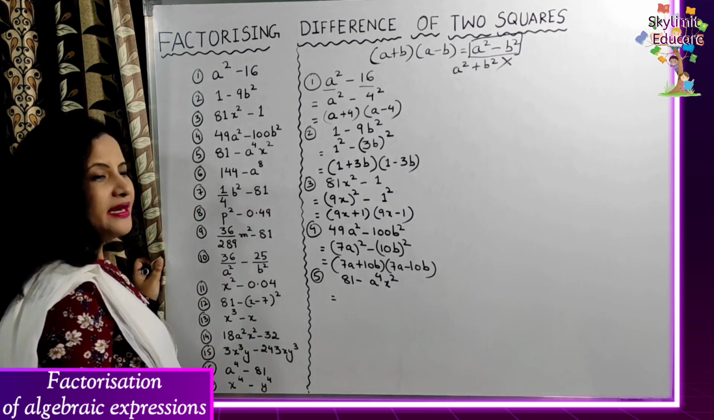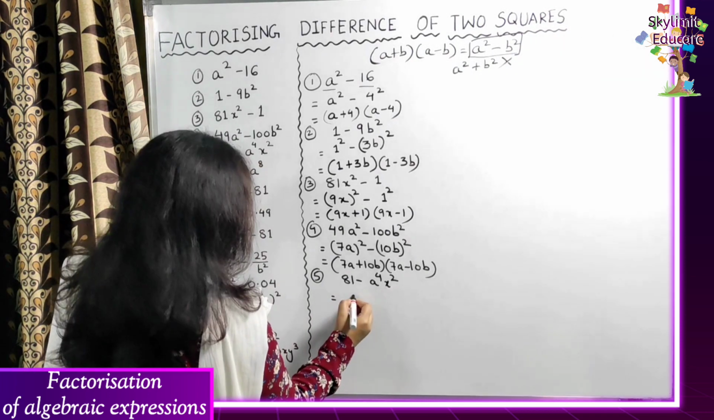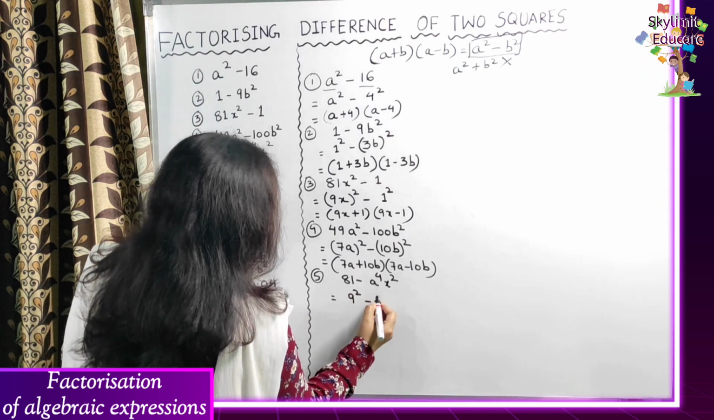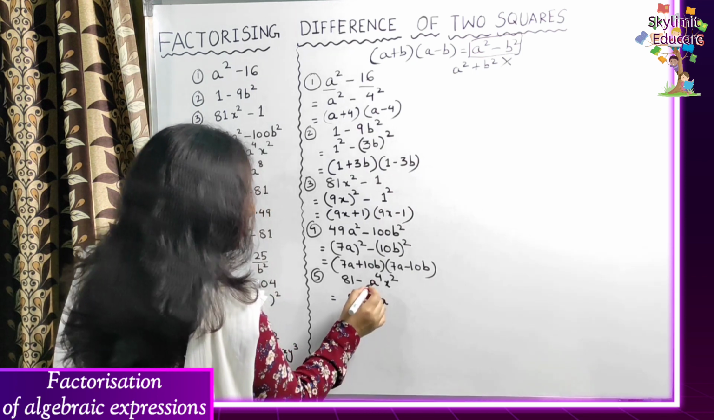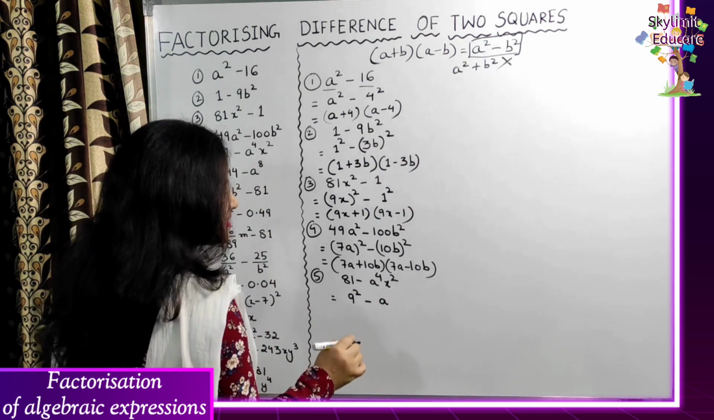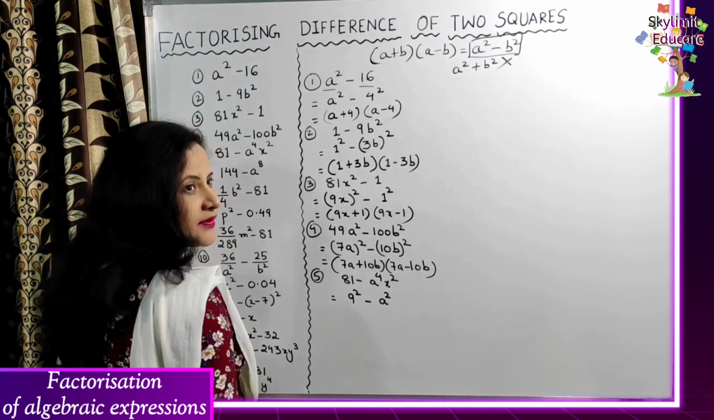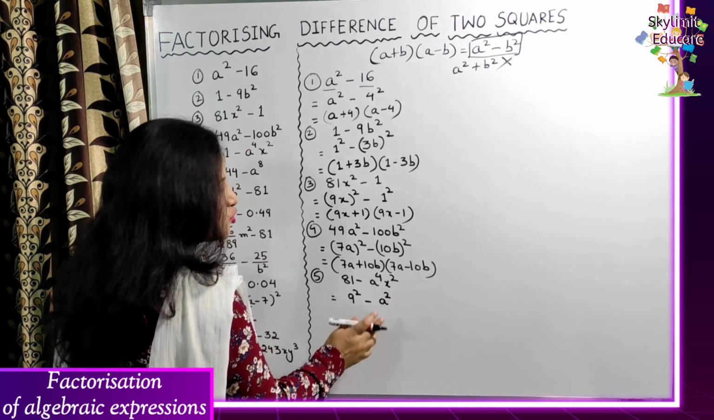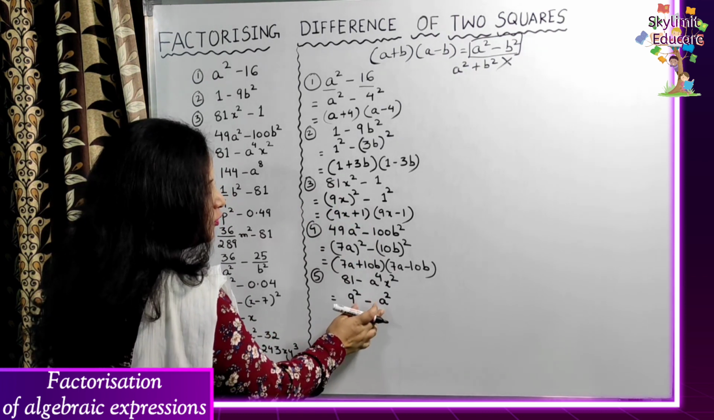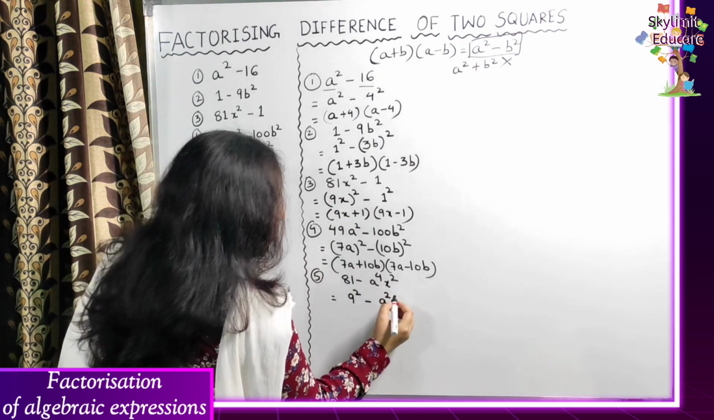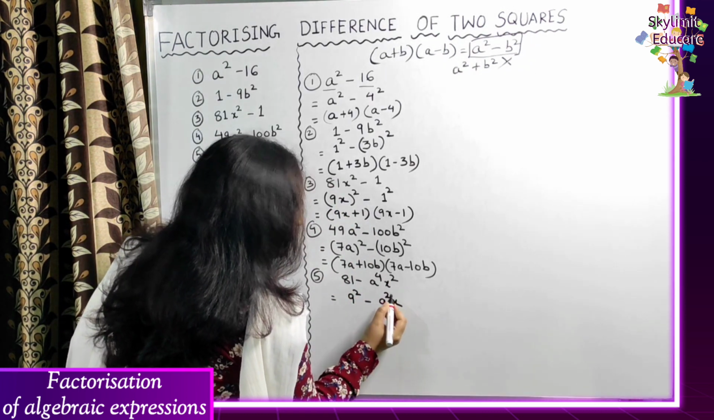So 81 can be written as the square of 9, and this can be written as what? See, what is the square root of a to the power of 4? Obviously, a to the power of 4 is the square of a to the power of 2. When you square a to the power of 2, whole to the power of 2, you'll be getting a to the power of 4. And the square root of x square is x.